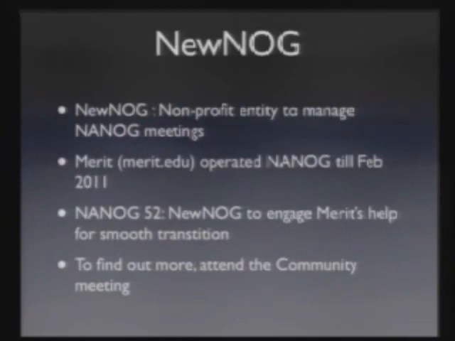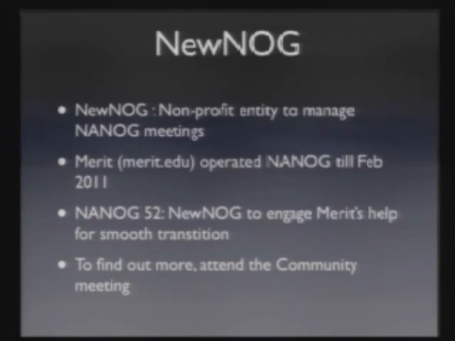So NuNOG. How many people have heard of NuNOG? All right, so NuNOG is a new entity that was formed; it's been about a year and a half or so that it's coming into place. But Merit has been the organization that has been behind the scenes helping run NANOG, getting all the logistics in place. And NuNOG is a new nonprofit entity that is being formed to run NANOG. So that's the way NuNOG is structured.